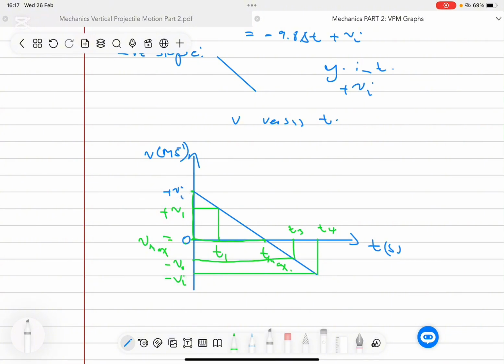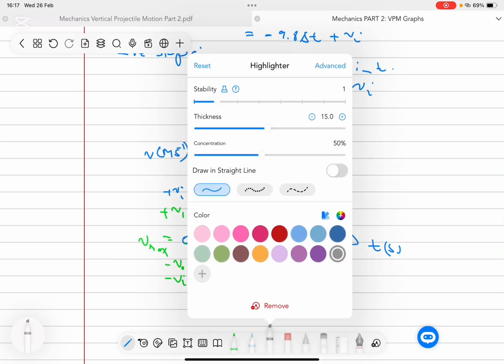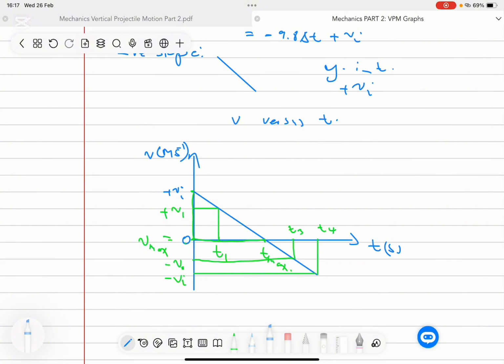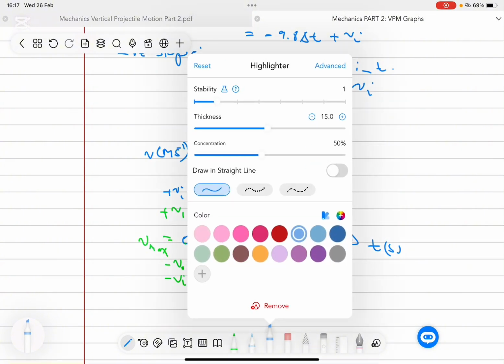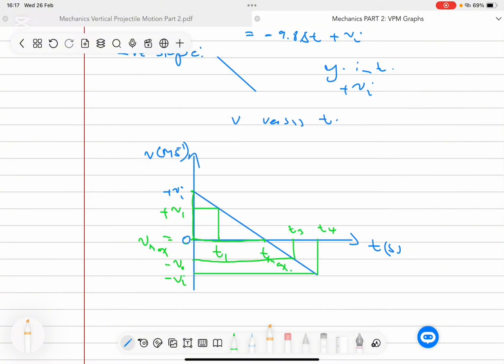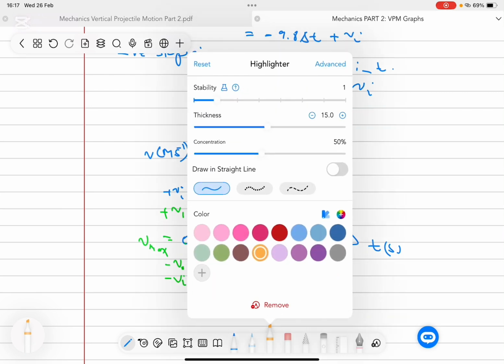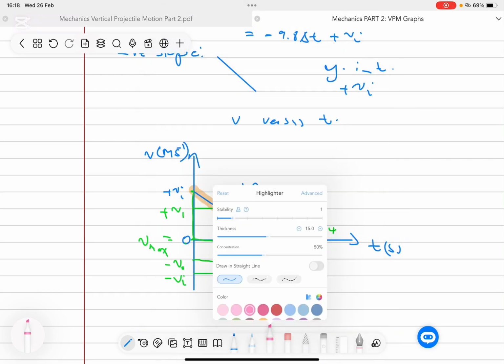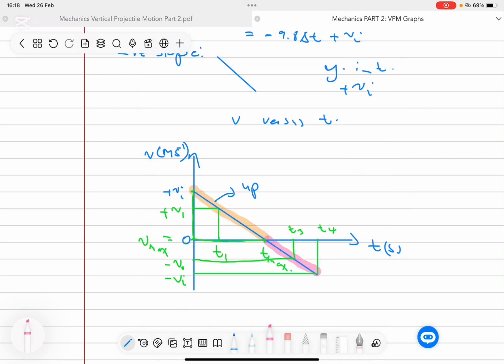Now, if you have been following what I've been saying here, you'll come to realize that this part of the motion, let me perhaps get a different highlighter, because I see the one that I took has the same color. This part of the motion here represents when the projectile is going upwards. So this is upward motion. And this part of the motion here represents when the projectile is going downwards.